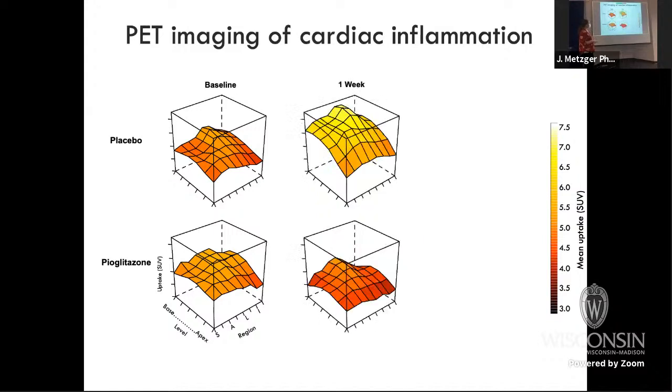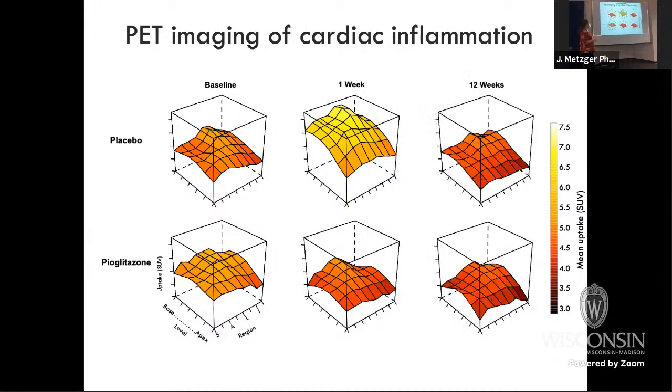If we compare the effects at 1 week, very clearly we can see that while there was an increase in the placebo group, there was no increase in the pioglitazone group. And again, at 12 weeks, while the placebo group resolved to baseline, in the pioglitazone group there were no statistically significant differences between these time points. So the inflammation that was caused by the neurotoxin was effectively stopped by the administration of pioglitazone.